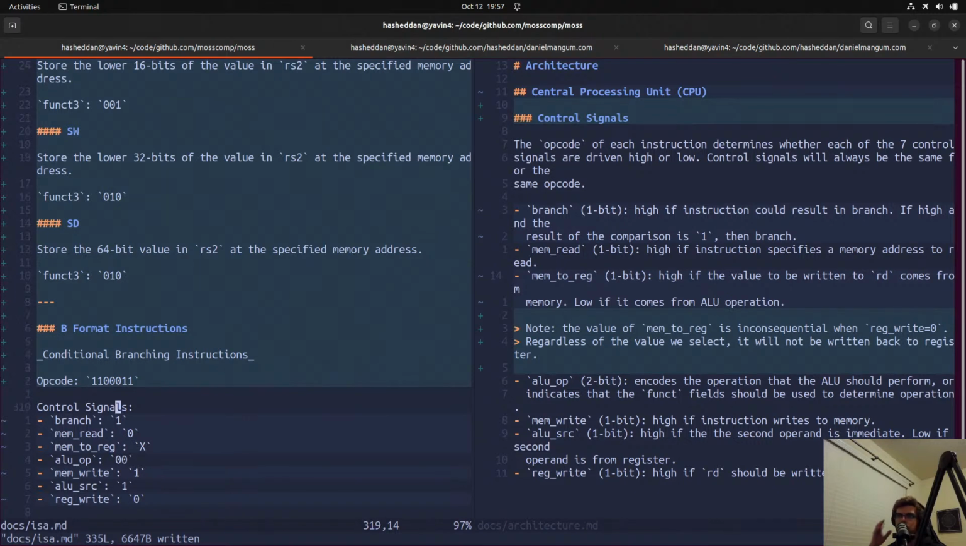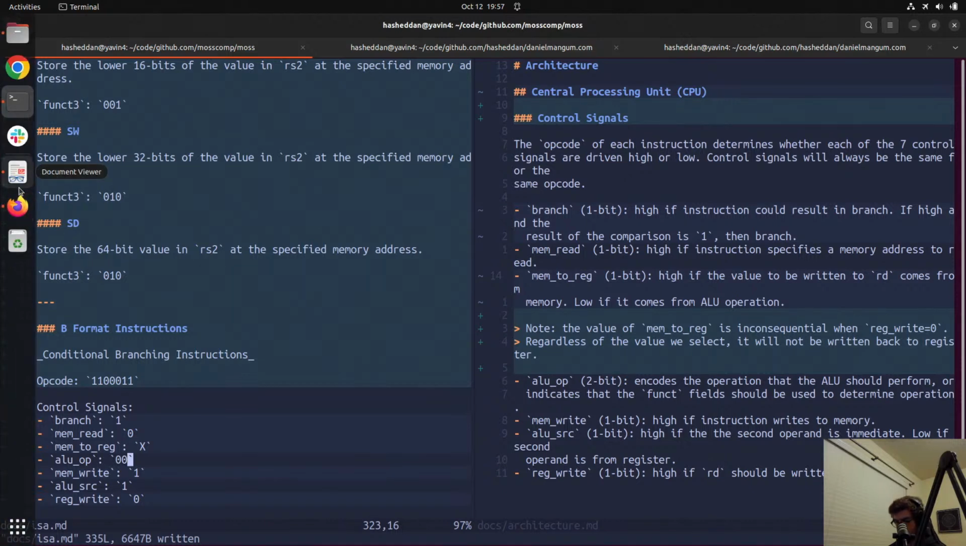Okay, branch: high if instruction could result in a branch. Well, these are conditional branching instructions, so I think yes. Mem read: high if instruction specifies a memory address to read. It does not. Once again, we don't care for mem reg. ALU op: we are performing a comparison.